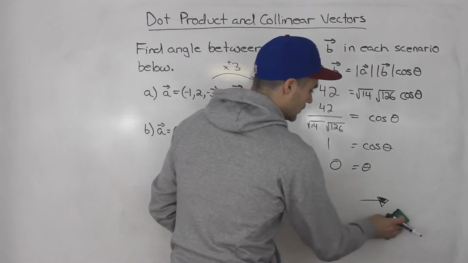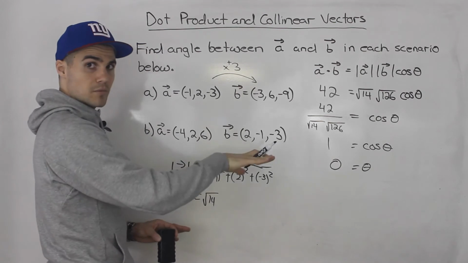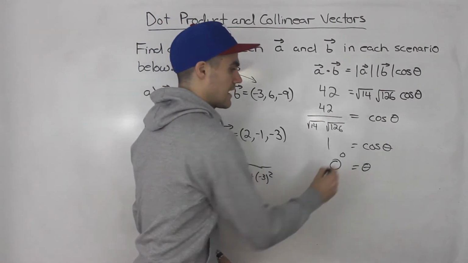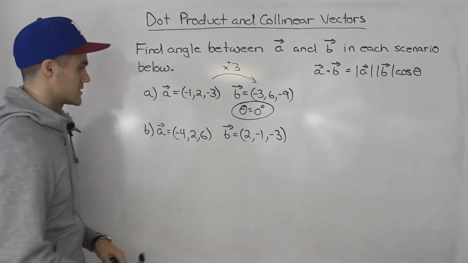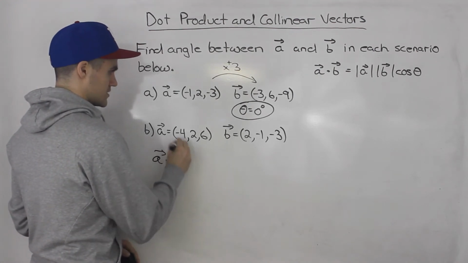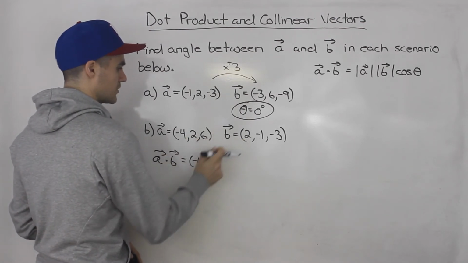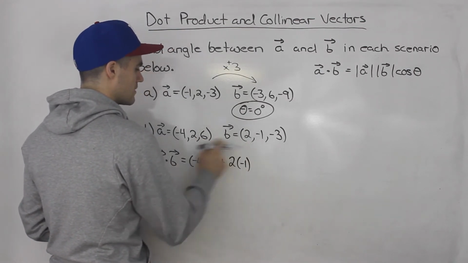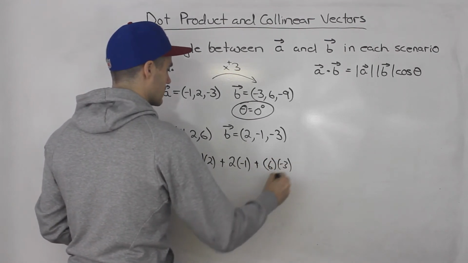So whenever you have collinear vectors, and the scalar between them is positive, both of them are going in the same direction, and the angle in between them is 0 degrees. And now let's go through the same process for part B. Let's first find out what A dot B is. I'm going to write it out this time. So it's -4 times 2, the x components multiplied by each other, plus 2 times -1, the y components multiplied by each other, plus 6 times -3.